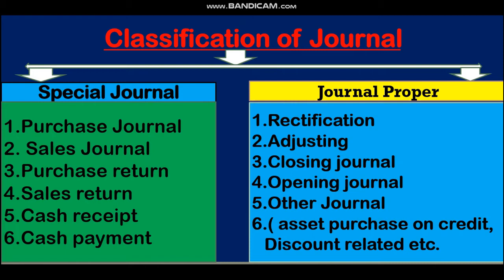Dear student, this is a very important topic. I am telling you again, listen carefully. Purchase journal, that means you will record all types of credit purchase. If you purchase on credit, that will be recorded here. And sales journal, if you sold goods on credit, that will be recorded here.